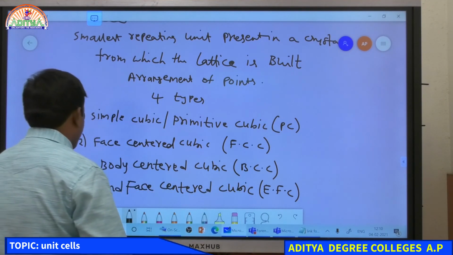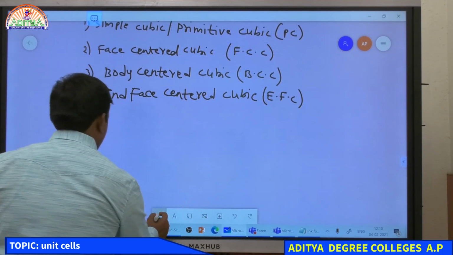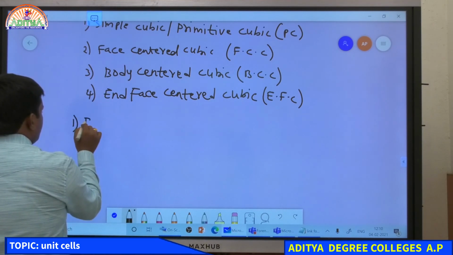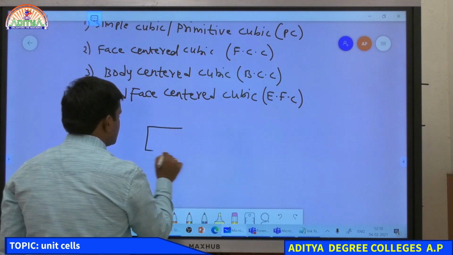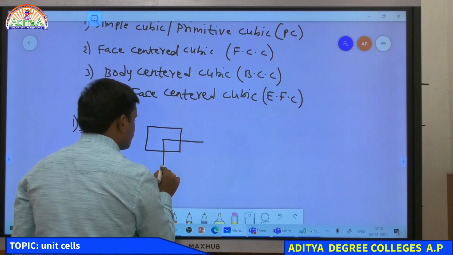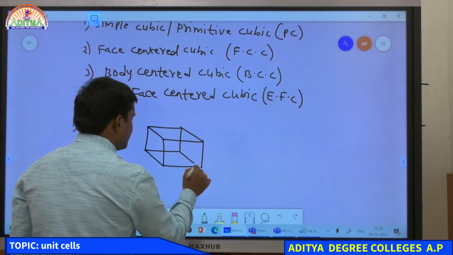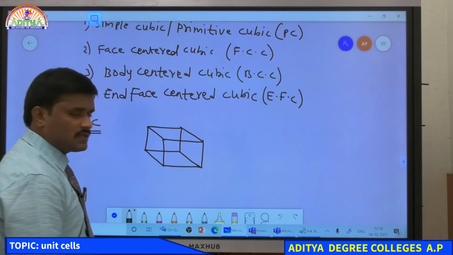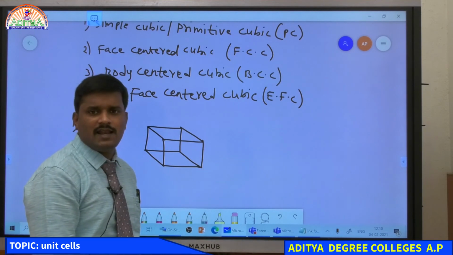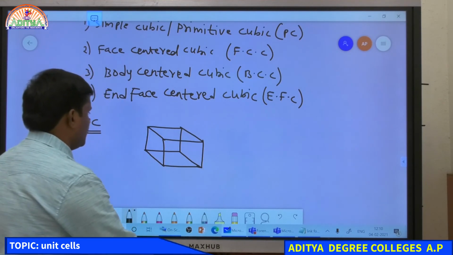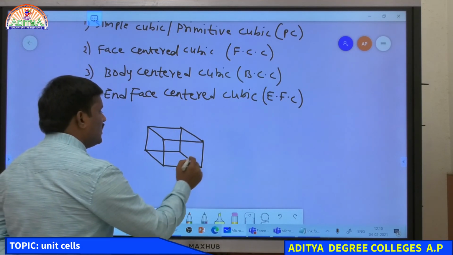Now first one, what is simple cubic unit cell? PC, primitive cubic or simple cubic unit cell. So this is a unit cell, and this is a crystal also. The smallest repeating unit present in that crystal is nothing but a unit cell. So this is one unit cell. The combination of a large number of these unit cells finally forms a lattice, that is a crystalline lattice, a solid. Now the atoms are arranged at only corners.